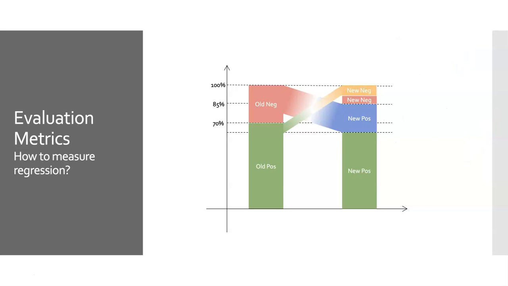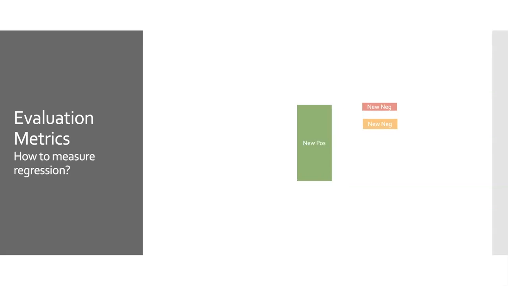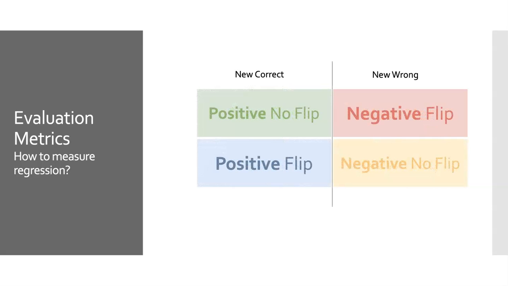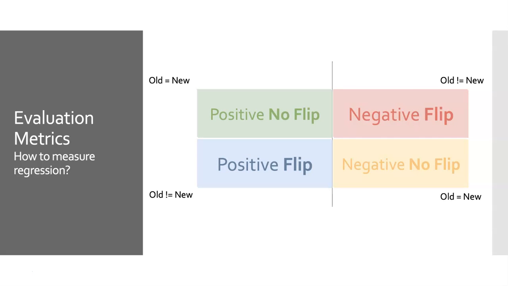The predicted cases can be categorized into 4 classes depending on old and new models' behaviors. If the new model makes a correct prediction, we call it a positive case, otherwise negative case. If the old and the new model give different predictions, we call it a flip case, otherwise a no-flip case.